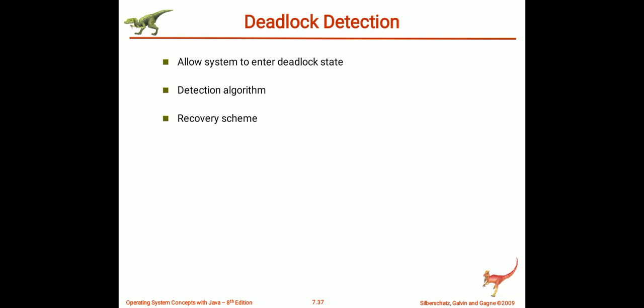Hi students, we have studied that there are four ways of handling deadlocks, right? The first two ways we have already studied, that is deadlock prevention and deadlock avoidance. And the third way of handling the deadlock is deadlock detection. So in this approach we are allowing the system to enter into the deadlock.